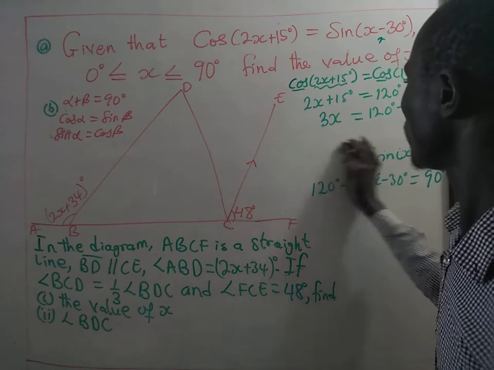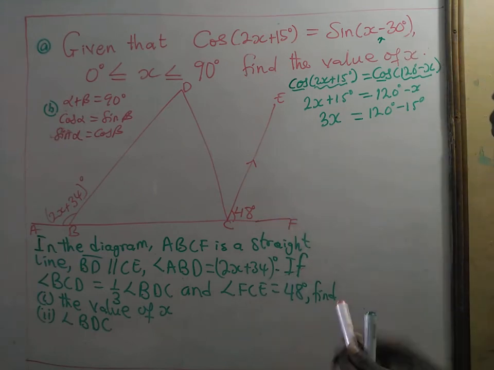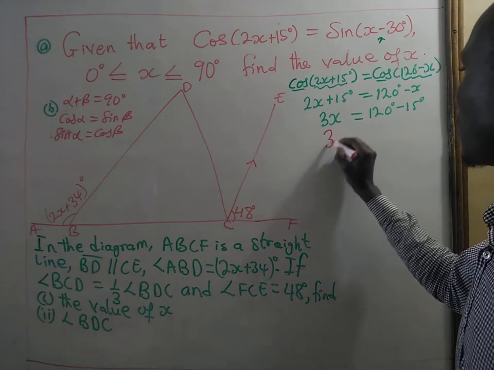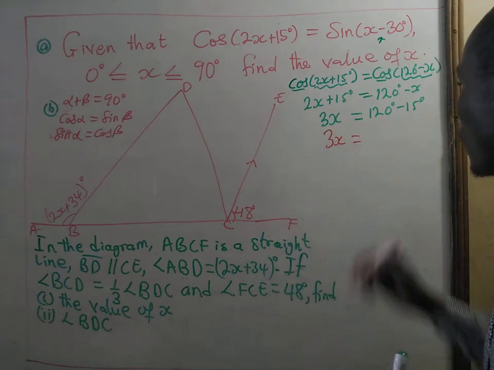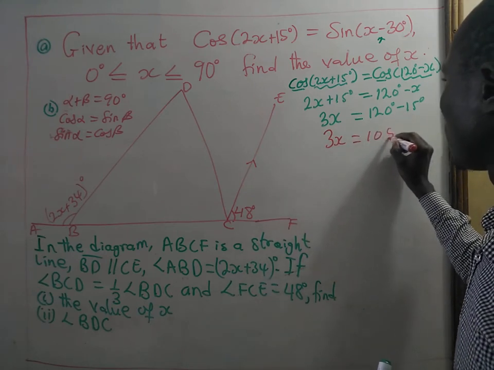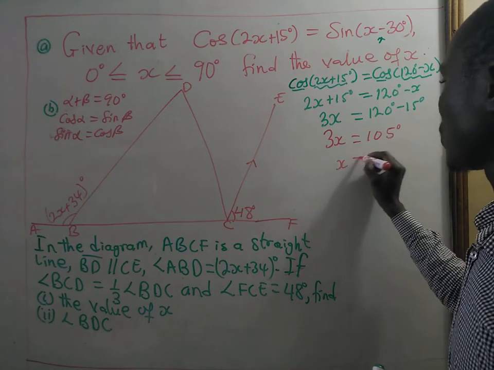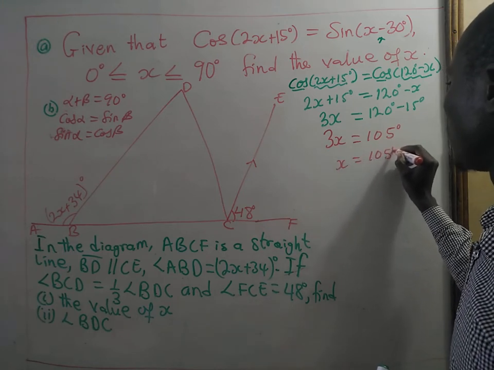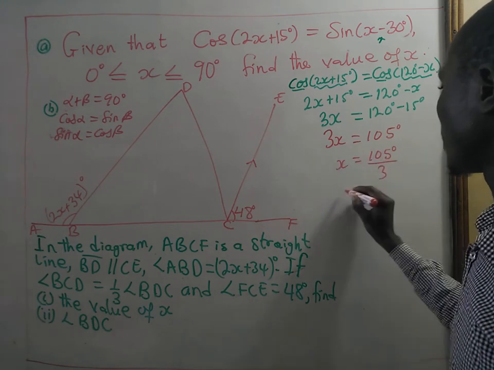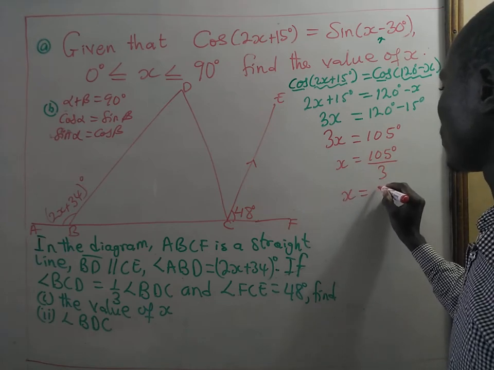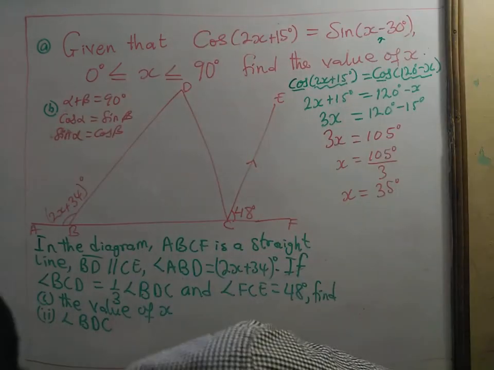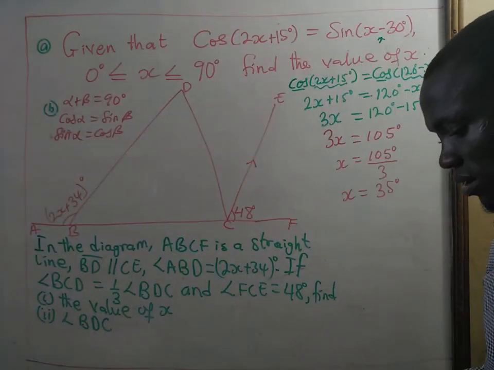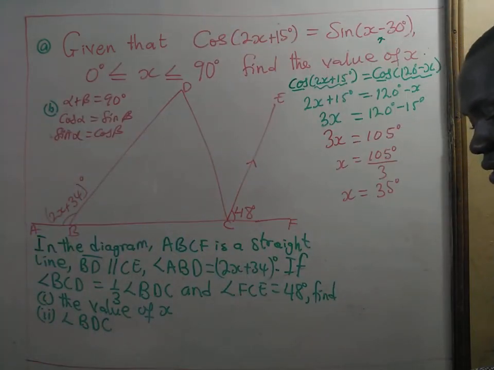Wow. And we are almost done. So we have 3x equal to, if we subtract this, we are going to get 105 degrees. x equal to 105 degrees divided by 3. We have x equal to 35 degrees. Check with the calculator and see. 120 minus 15 is 105, divided by 3 is 35 degrees.